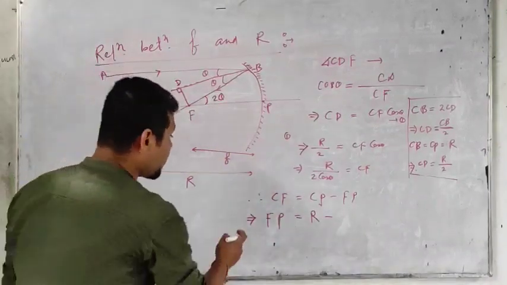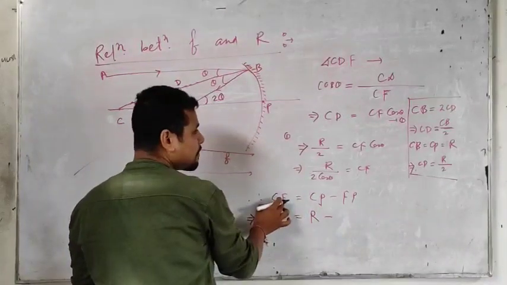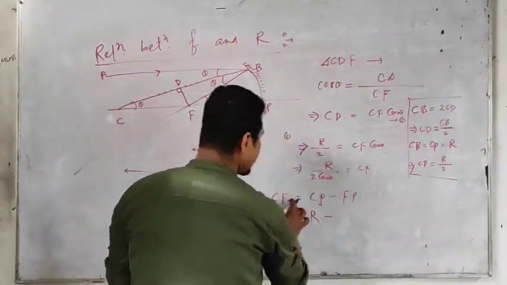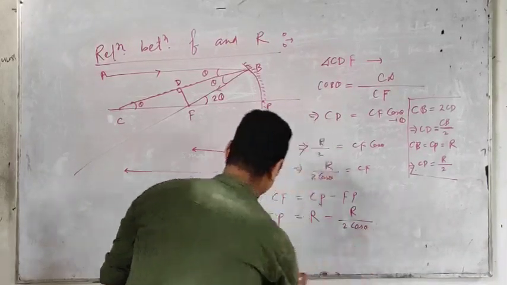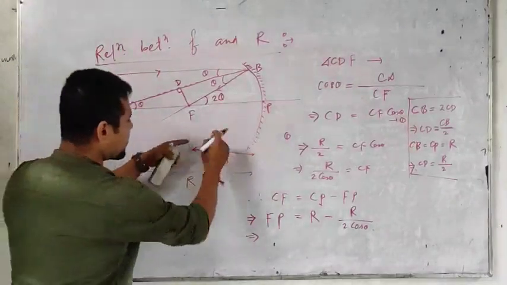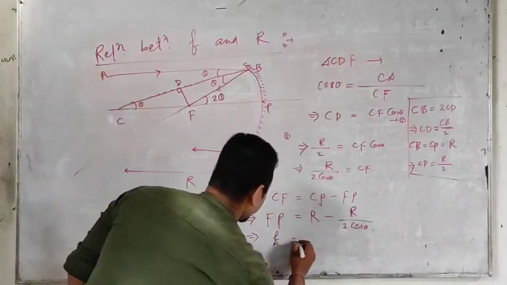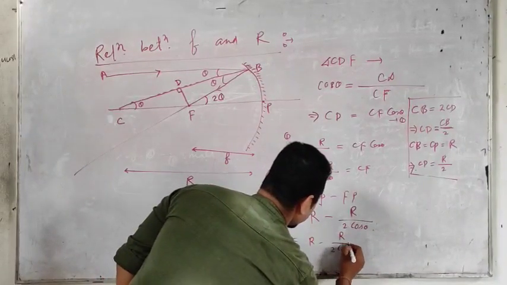What will be the value for FP? R minus, or you can say CP minus CF. Right. That means R minus CF, that is, R minus R by 2 cos theta. Yes. And what is the value for FP? FP is your small f, R minus R by 2 cos theta.